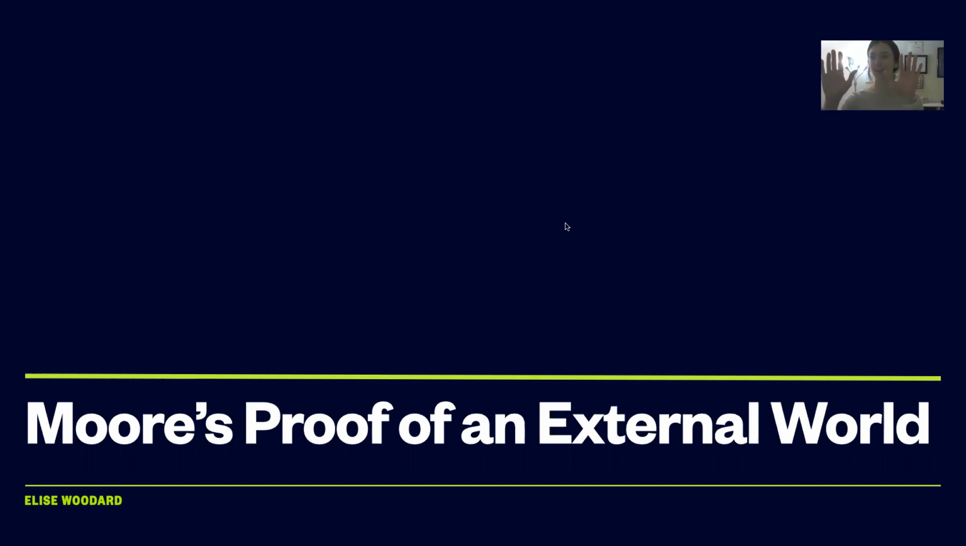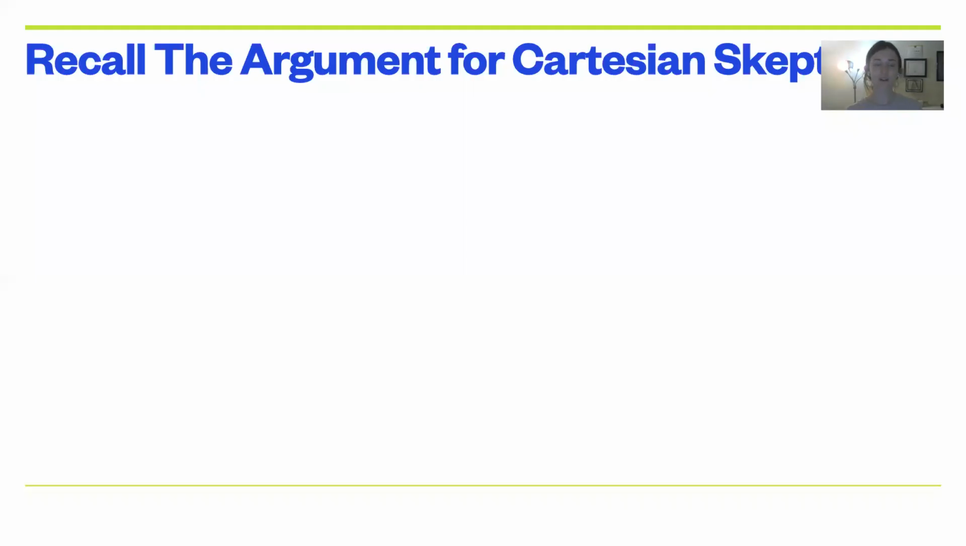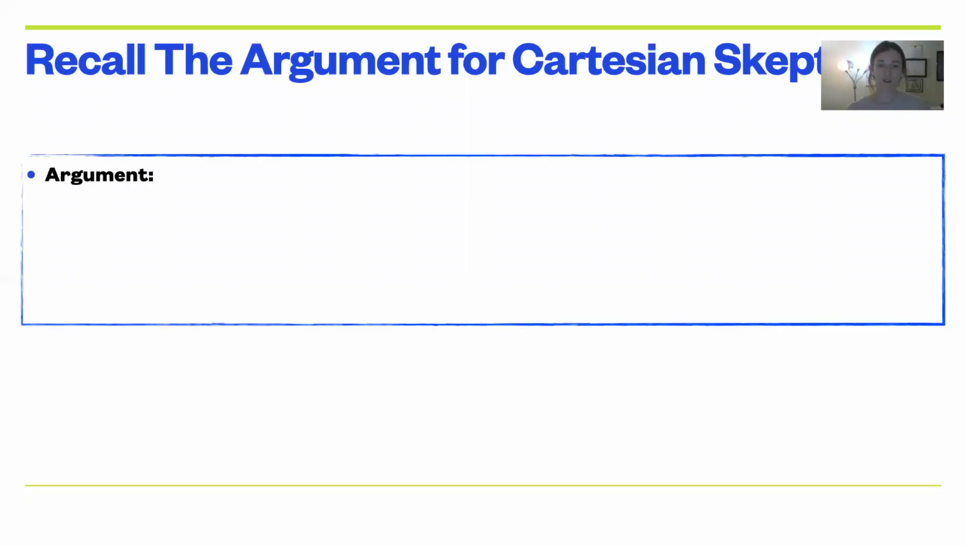Here's another hand. There are two hands. So the external world exists. Mic drop. So we're done. That's the lecture for the day. Just kidding. We're going to go through this proof a bit more carefully, and you guys will see what you think about it. So first, let's recall the argument for Cartesian skepticism that we've been looking at recently.